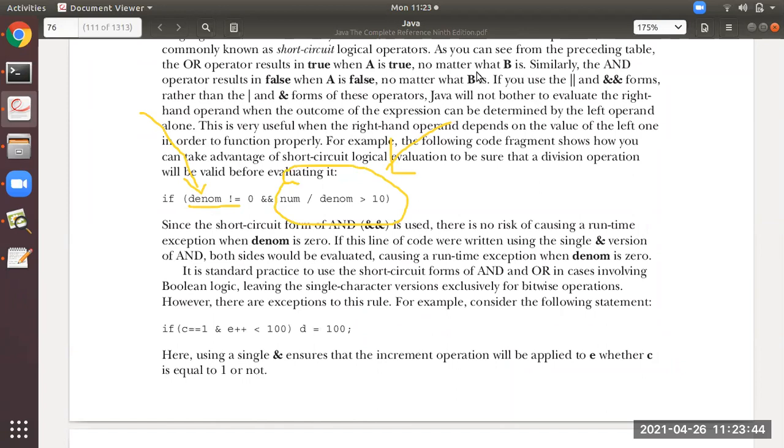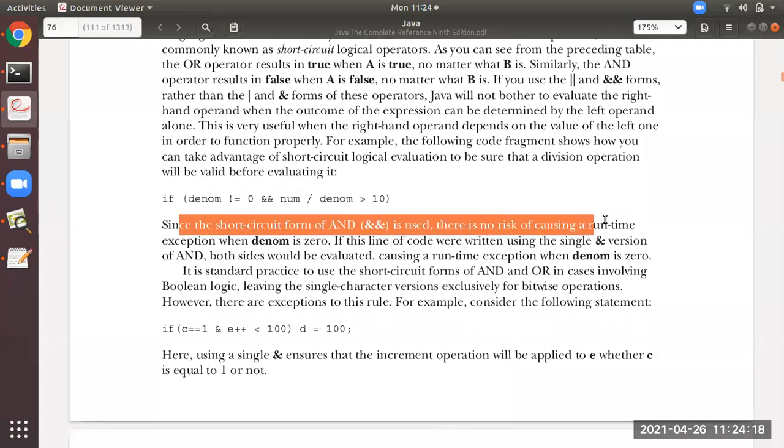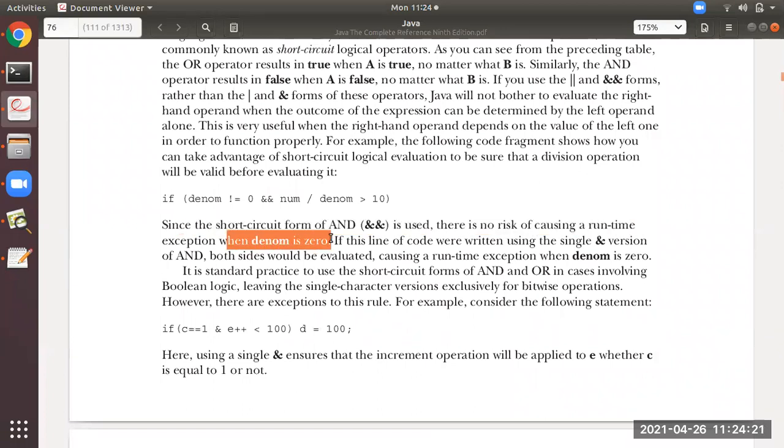I'm repeating again. See, this is bitwise Boolean AND, and if this part is true, then only it will evaluate this part. If this part is false, it will not evaluate this. It will leave. I hope you all have understood this. So you can see over here, since the short circuit form of AND is used, there is no risk of causing a runtime exception when denominator is 0.